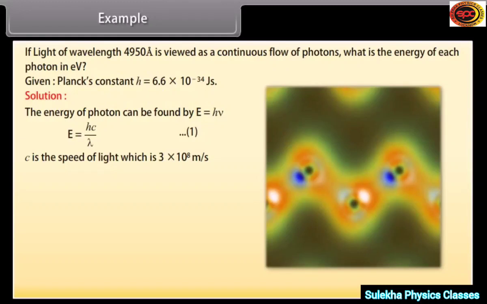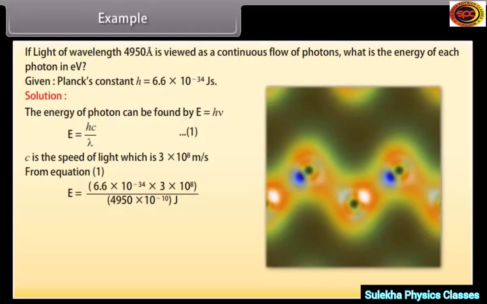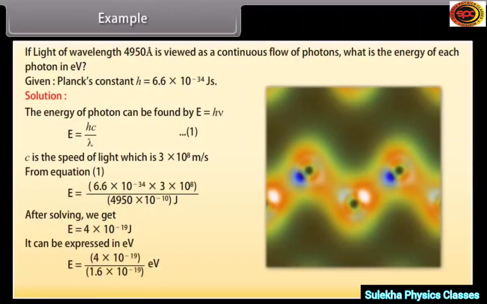From equation 1, E equals 6.6 × 10^-34 into 3 × 10^8 by 4950 × 10^-10 joule. After solving, we get E as 4 × 10^-19 joule. It can be expressed in eV, E as 4 × 10^-19 by 1.6 × 10^-19 eV. E is equal to 2.5 eV.